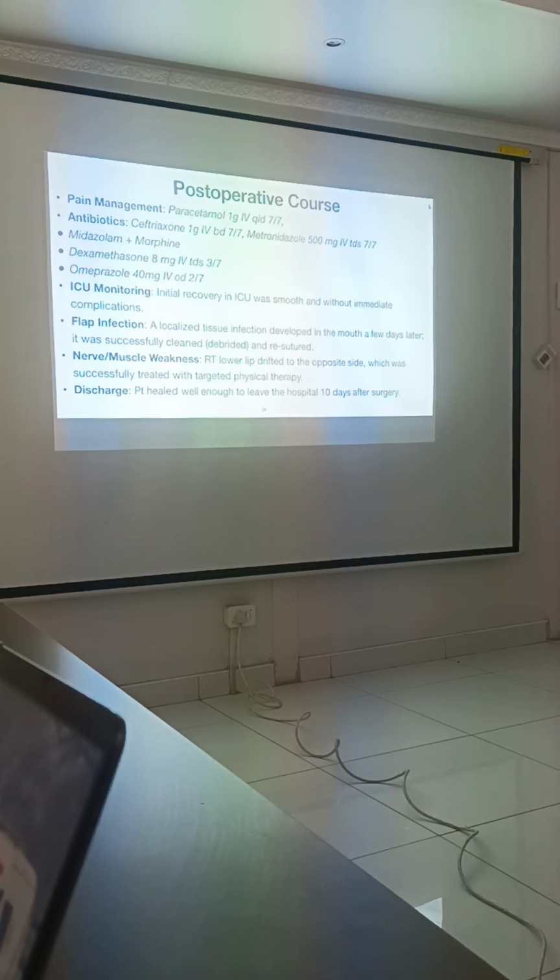And on to the post-op care, the patient was transferred back to a high care ward for observation and recovery. And then pain medication was prescribed, antibiotics were also prescribed. So to be specific, paracetamol was given for management of pain. And then the antibiotics prescribed were ceftriaxone and metronidazole. Midazolam as well as morphine were also prescribed, and then dexamethasone and omeprazole were prescribed. And then the patient was closely monitored in intensive care unit.